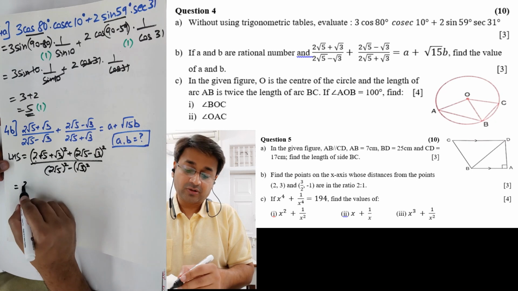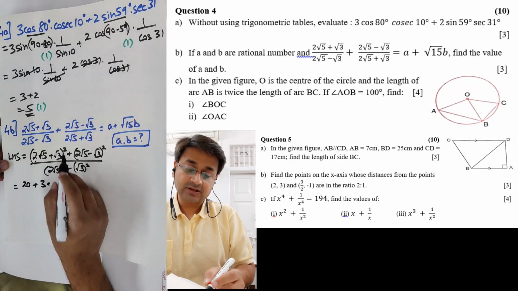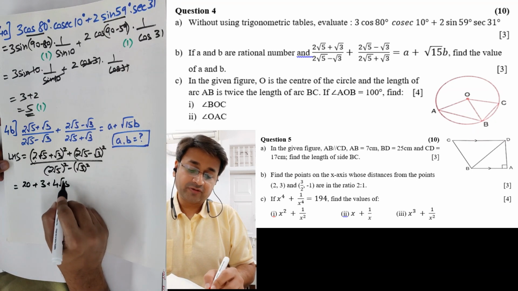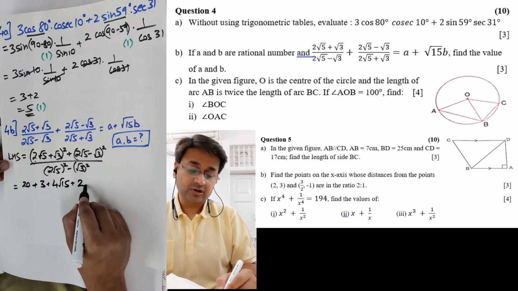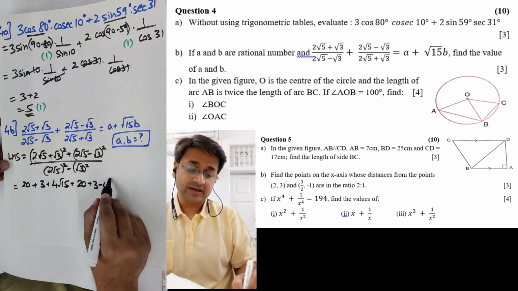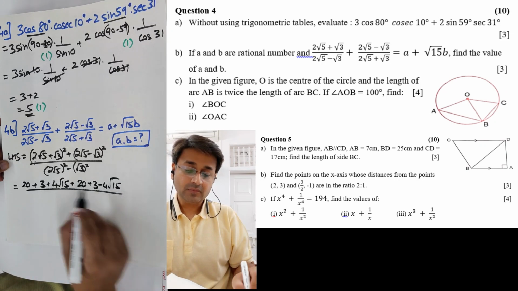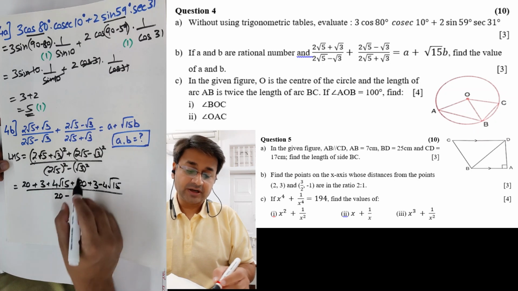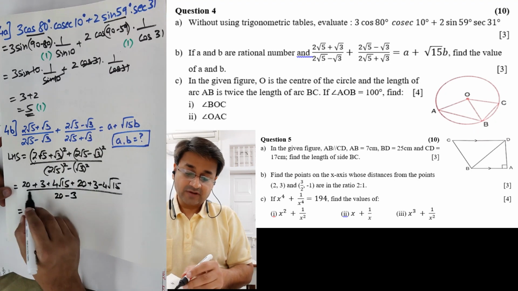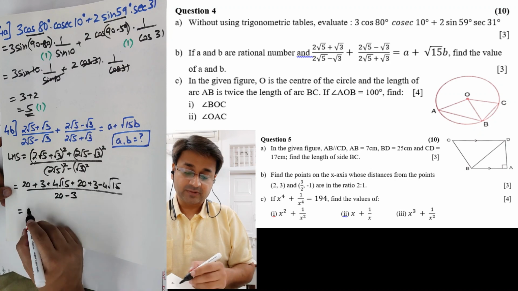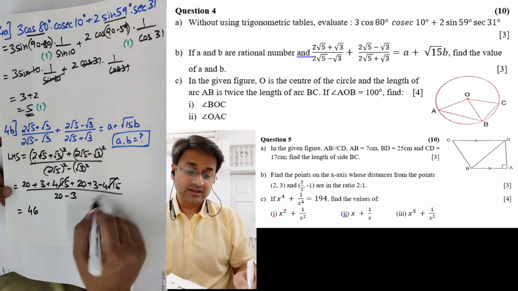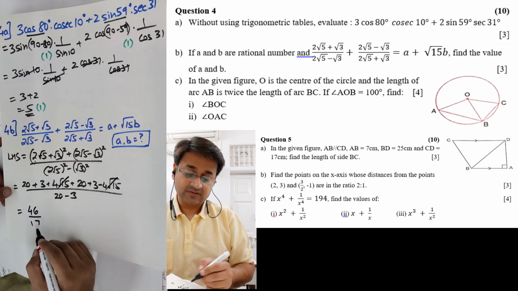So 2 square 4 into 5, 20 plus 3 plus 4 root 15. Exactly same way, 20 plus 3 minus 4 root 15. 2 square 4 5s are 20 and 3. So I will get 20 plus 3, 23 plus 23, 46. This getting cancelled upon 17.